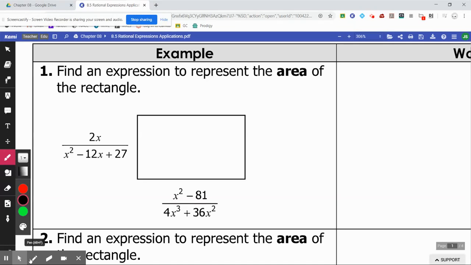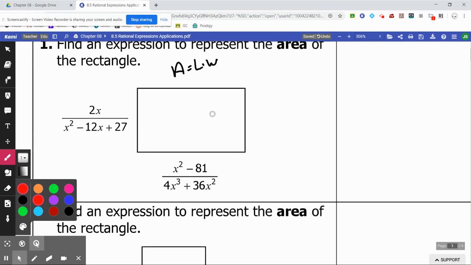Okay, in this video, we're going to apply what we've learned in the past few lessons to some applications just for some extra practice. First one says find an expression to represent the area of a rectangle. We know that the area of a rectangle is length times width, but before we do that, let's actually factor just to make this a little bit easier on us.